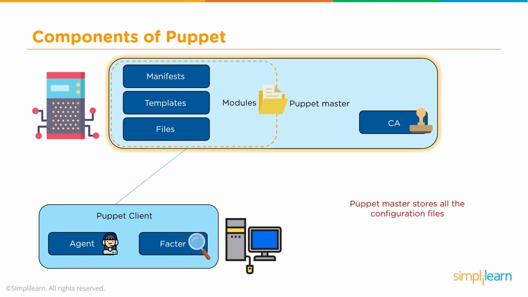Here we have a breakdown of the Puppet environment. On the top, we have the main server environment. And then below that, we have the client environment that would be installed on each of the servers that would be running within your network.